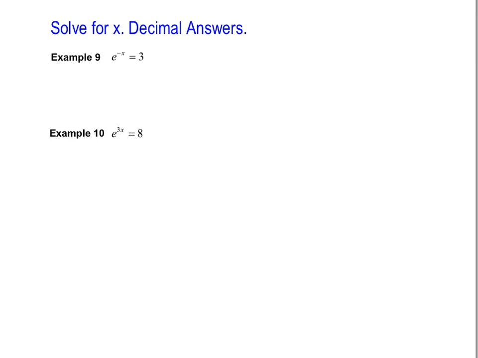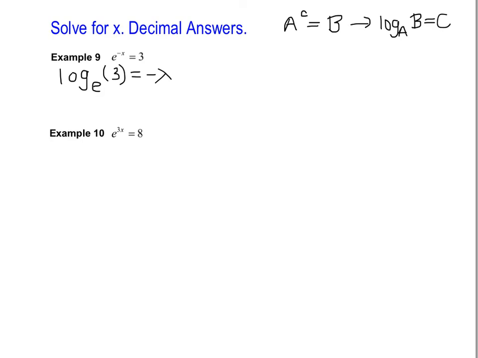Okay, some more solving here. We're basically just going the opposite direction. So now these are given to you in exponential form and you're going to log form. Whereas the previous slide was just the opposite of that. So we're going to go back and write this in log form. So this is going to be log base e of 3 is negative x.